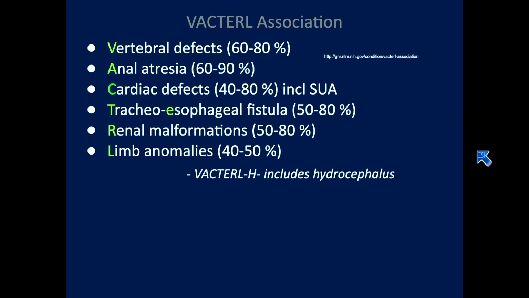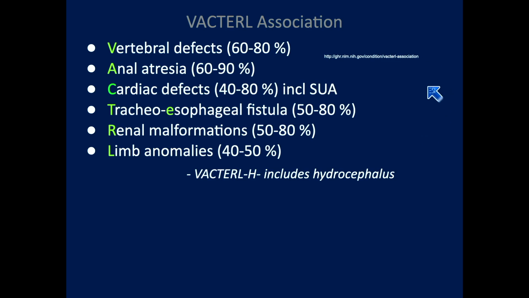VACTERL association is another common one, and I struggle with and hate this diagnosis because it's really one of exclusion. And despite extensive testing, even with exome sequencing, you often come up with nothing, right? You're left with, baby has a hemivertebrae, baby has a cardiac defect, baby has a renal malformation, and I don't have anything else that points me in the right direction, so it must be VACTERL. It's just not that rewarding for parents that you are guessing because we don't have anything firm.